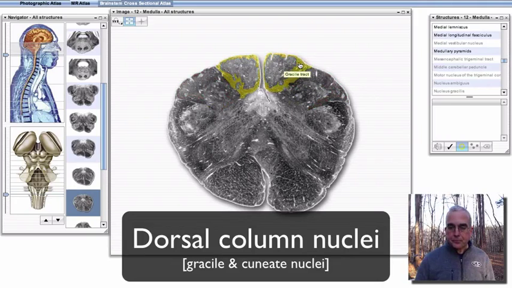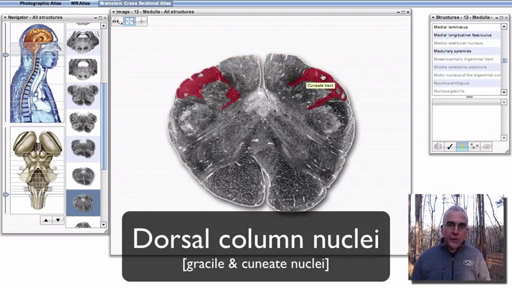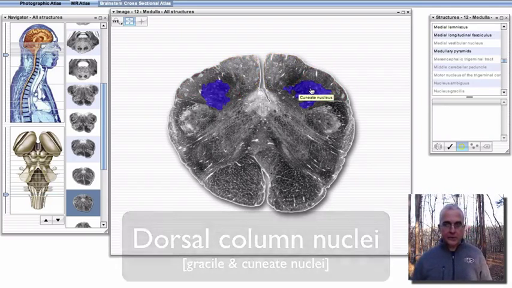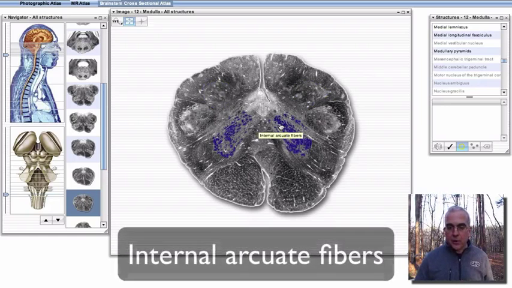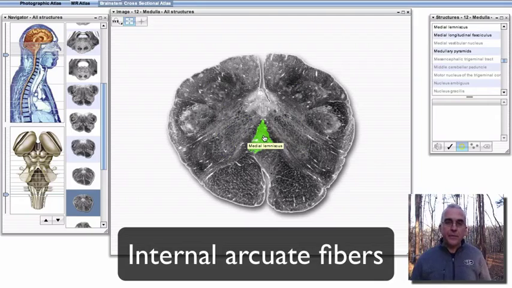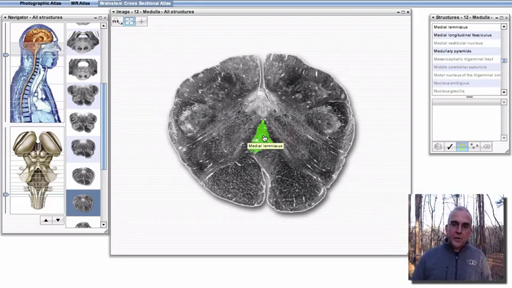And there are two of them. There's a medial tract called the gracile tract, which ends in a gracile nucleus. And then there's a more lateral tract called the cuneate tract that ends in the cuneate nucleus. Now these dorsal column nuclei grow the axons that form the medial lemniscus. So they grow axons that sweep around through the tegmentum of the brainstem called the internal arcuate fibers, and they form the medial lemniscus. The medial lemniscus axons derive from the contralateral, or the opposite side, dorsal column nuclei. So there's a crossing, there's a decussation here.